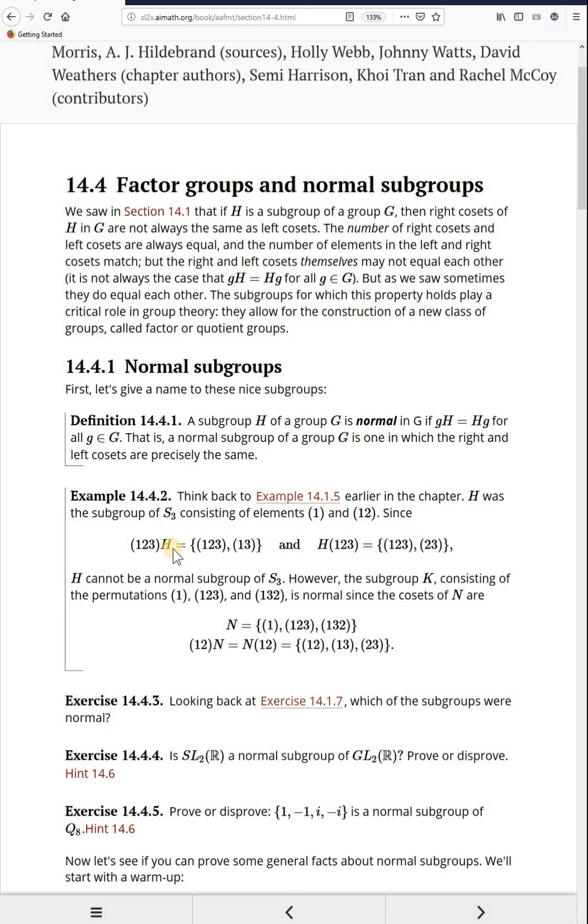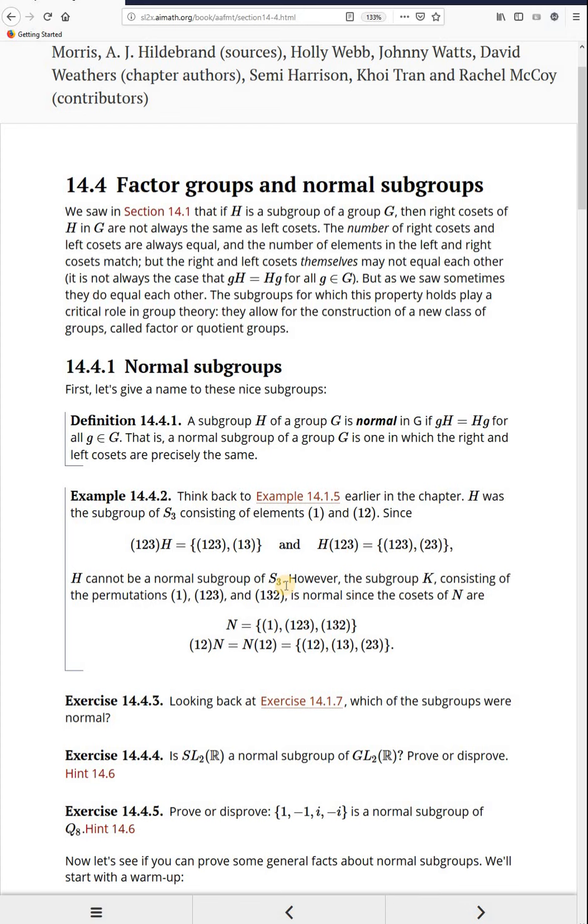We've seen this kind of thing before: to show something is not normal, you just need to show one case where it fails. To show that it is normal, you have to show all the cosets are the same left or right. So in this case, we have another subgroup of S3 that has two cosets, and those two cosets are the same left and right. So this one is normal.